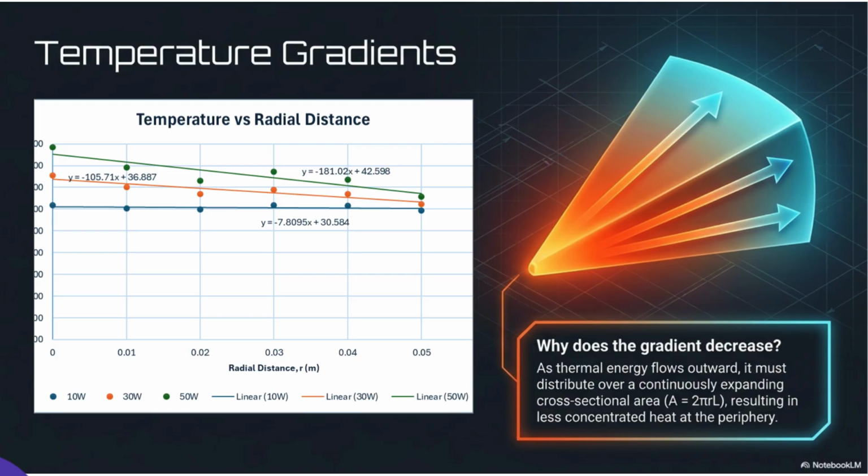Our results show a clear downward slope trend. As the radial distance increases, the temperature decreases, as you see in the temperature versus radial distance graph. This can be attributed to the increase in the cross-sectional area, resulting in less concentrated heat in the periphery.